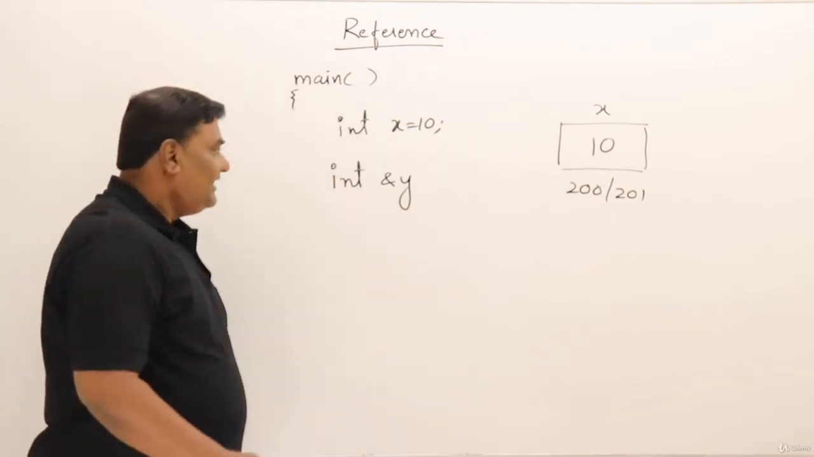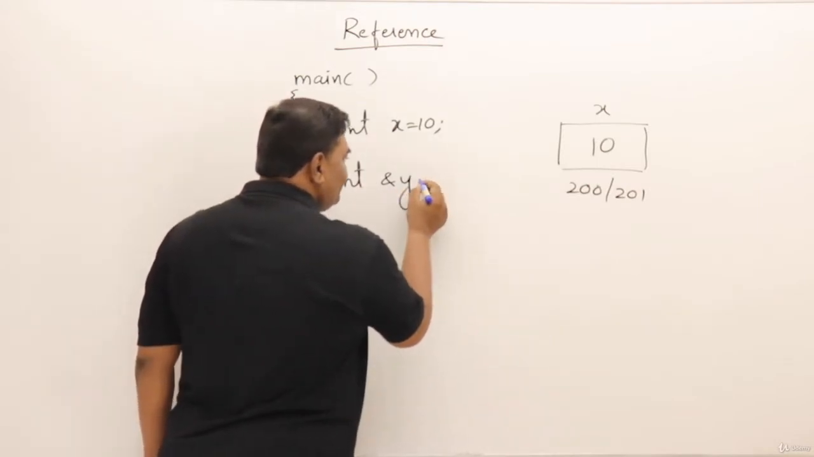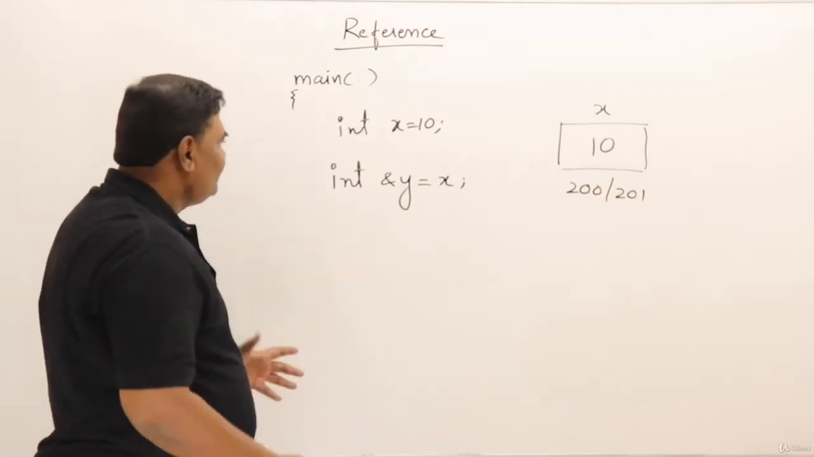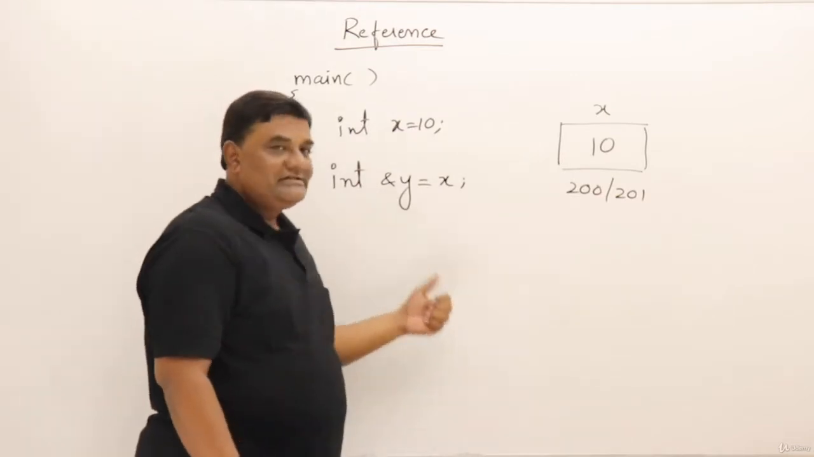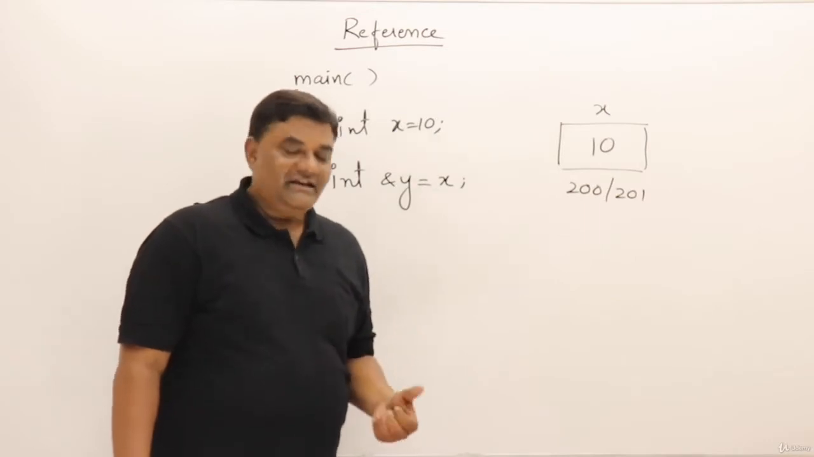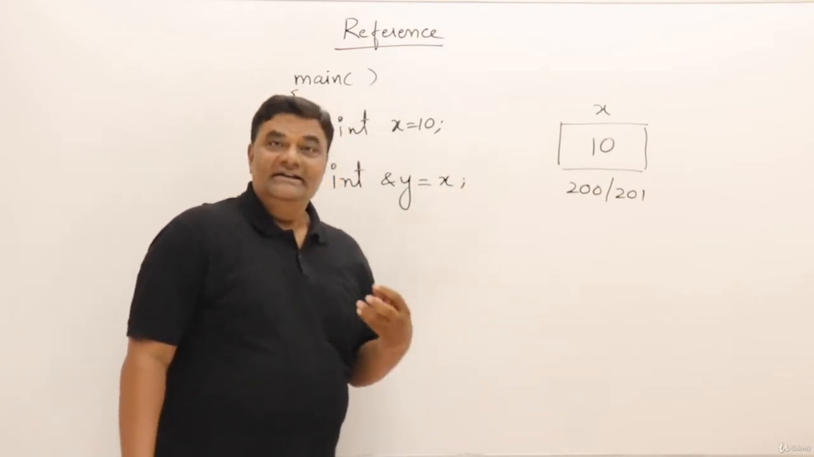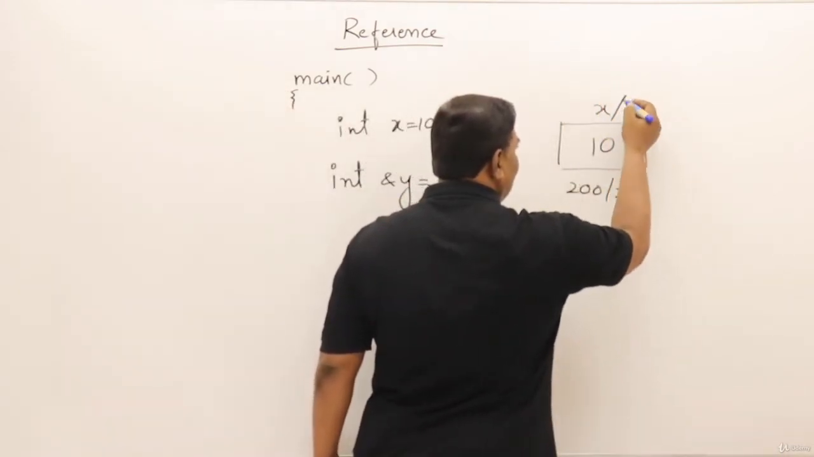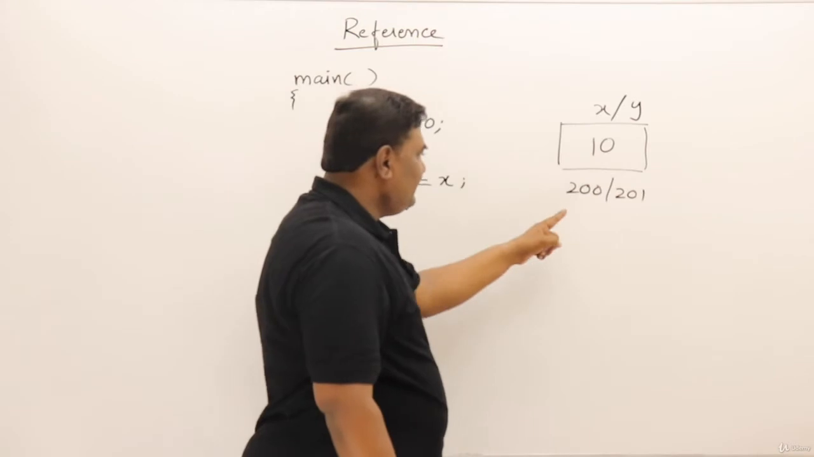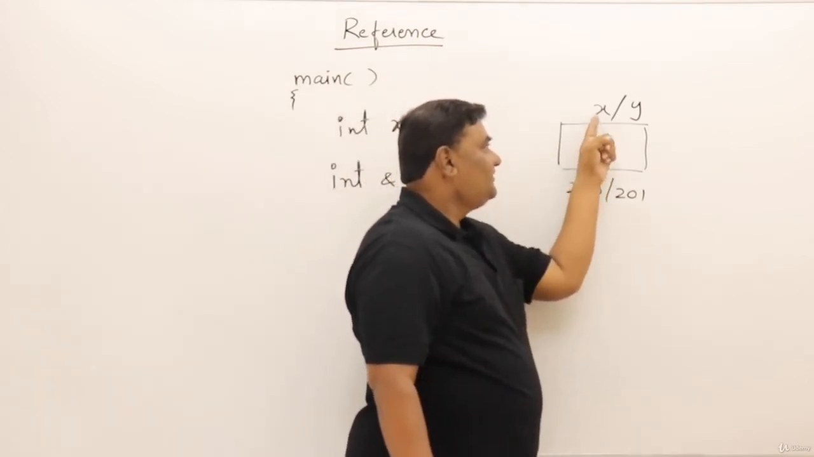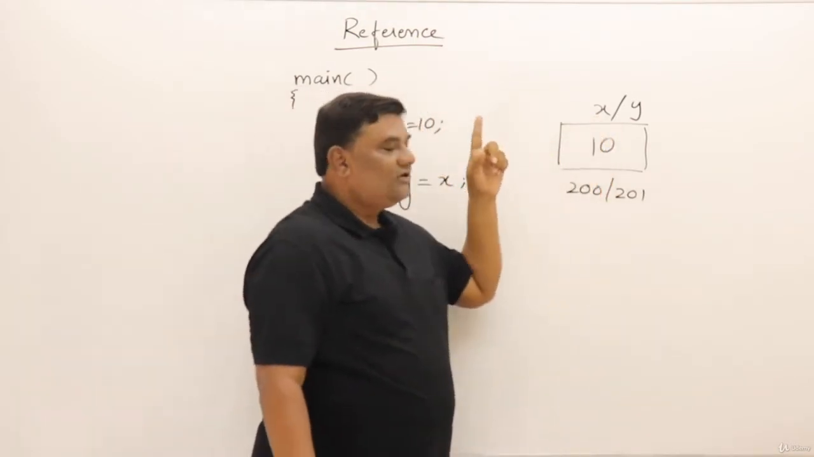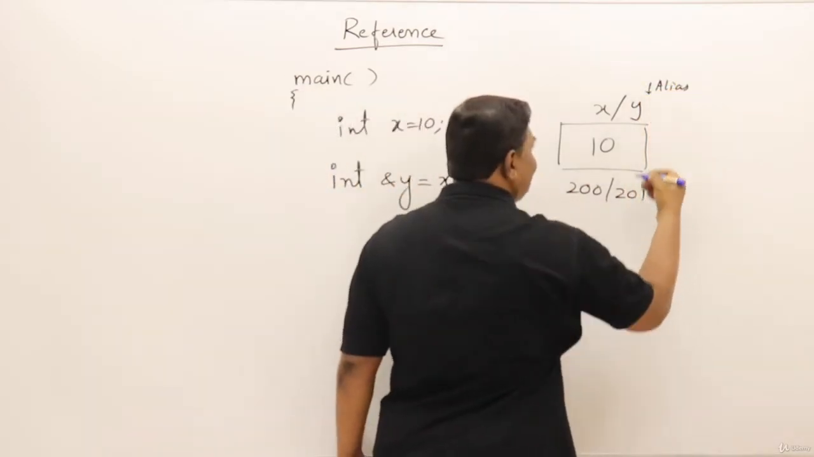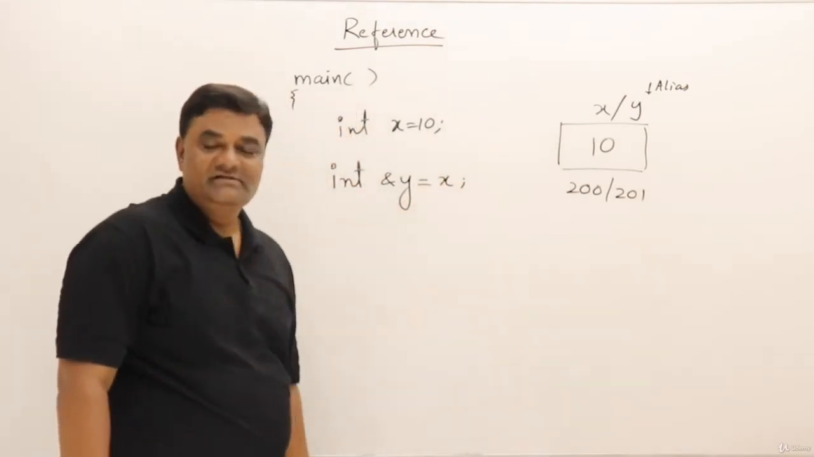This is a reference. And whenever you declare a reference, you must initialize it that time only. So what is this reference? A reference is nothing but a nickname of this variable, an alias of this variable. So this is just another name. So the same memory 200, this location which we were calling x, now you can also call it y. So this is an alias or nickname of variable x.